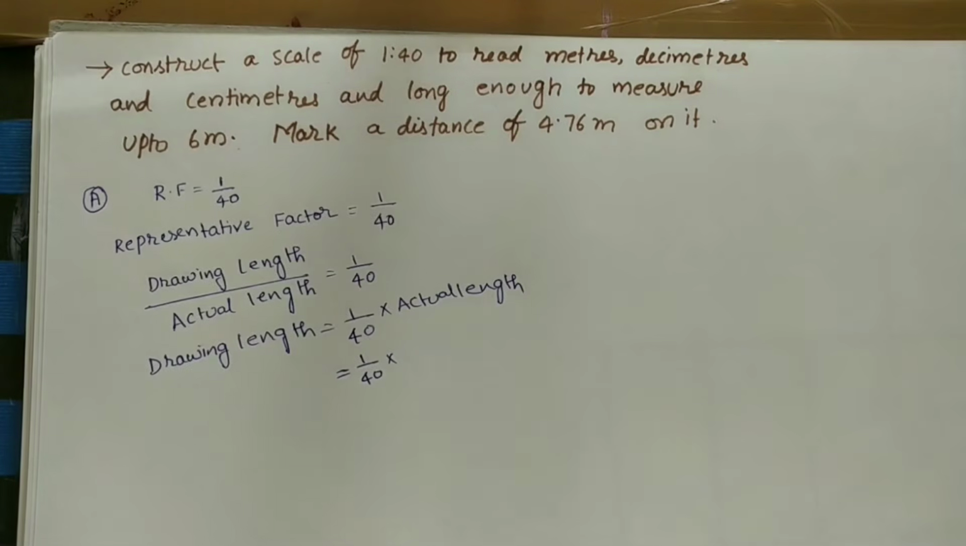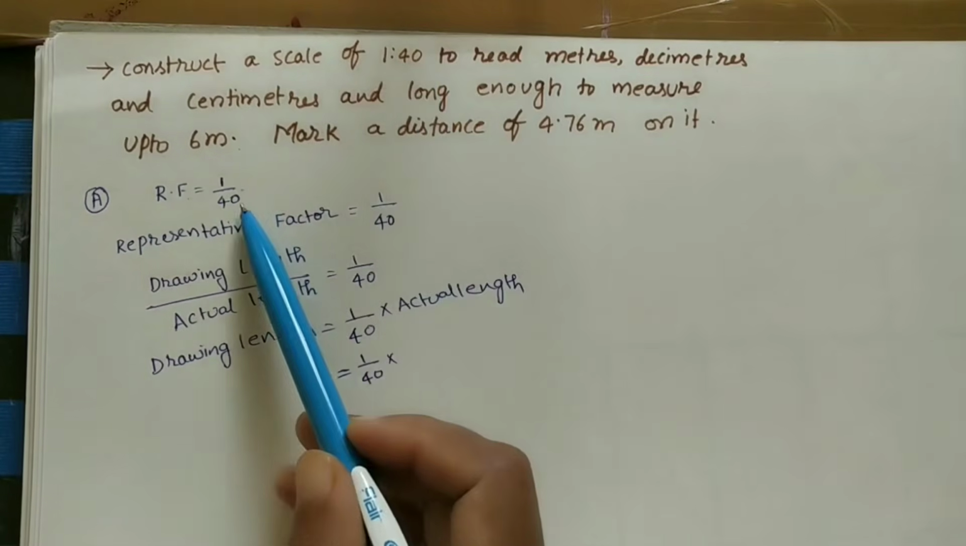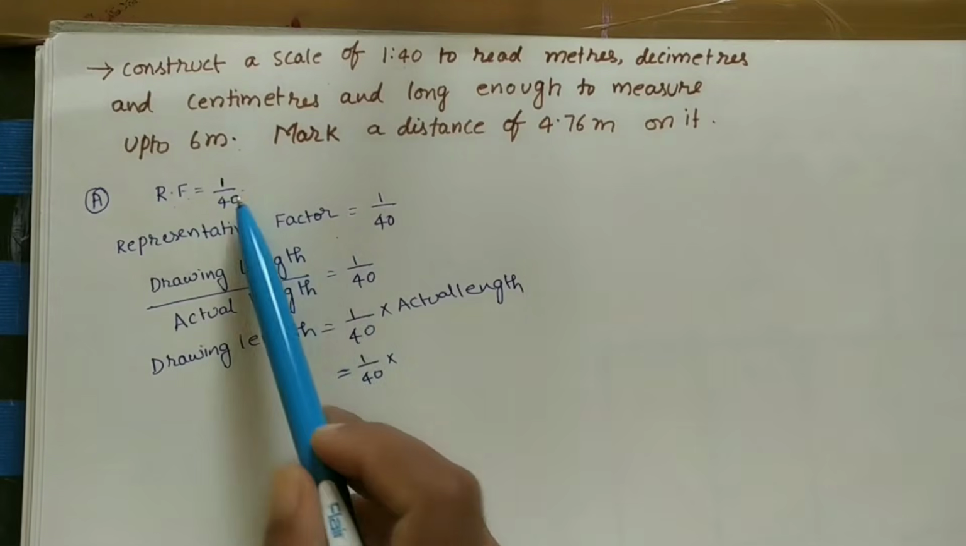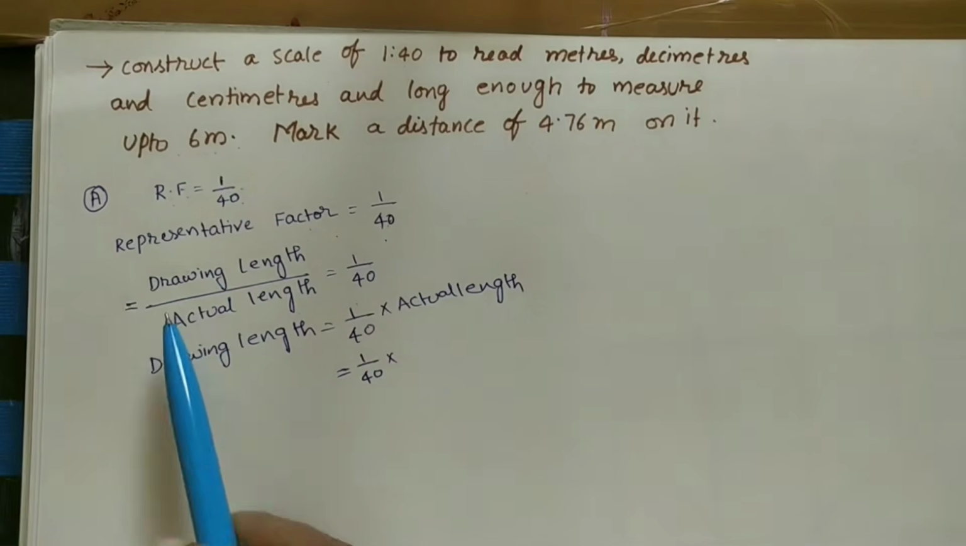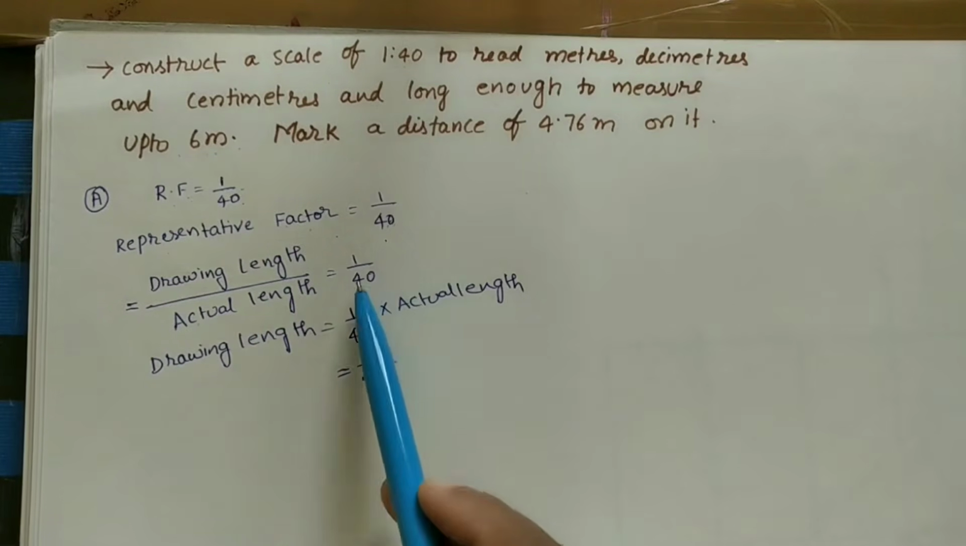For doing the scale, first write down the given data. RF is given, it is a ratio 1:40, 1/40. RF means representative factor, it is equal to 1/40. Here write down the representative factor formula: drawing length to the actual length is equal to 1/40.